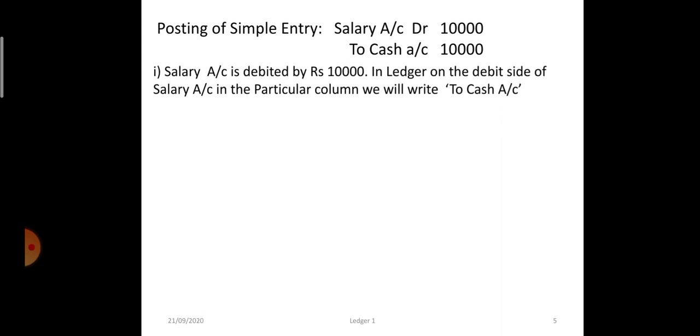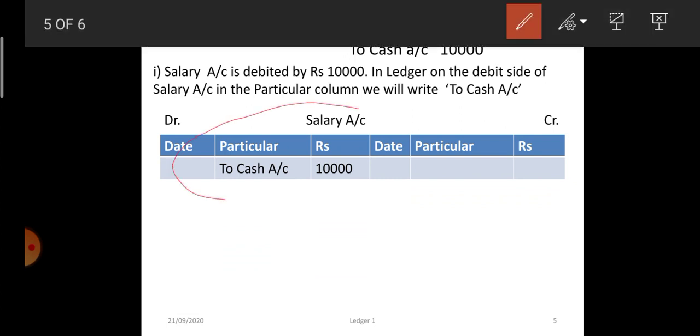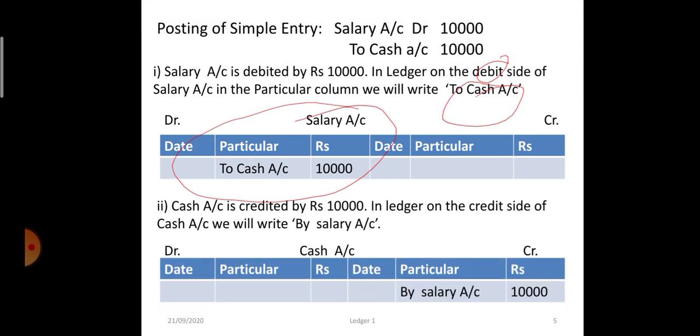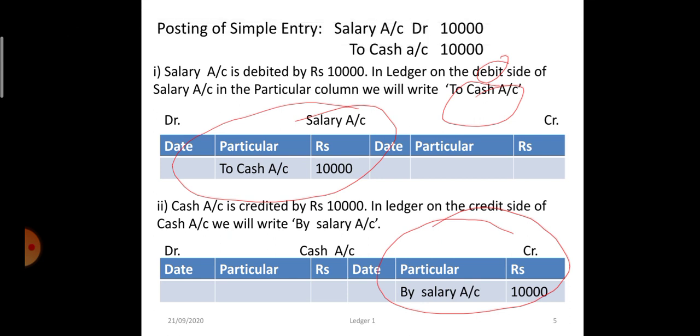So first we will make a salary account. Salary account is debited here, so on the debit side of salary account we will write to cash. In the same manner we will make cash account also. So on the credit side of cash account we will write by salary 10,000 rupees. Okay, hope you have understood a little bit of this. Revise the same transactions again, go through the video again, and you will understand things in a better manner.